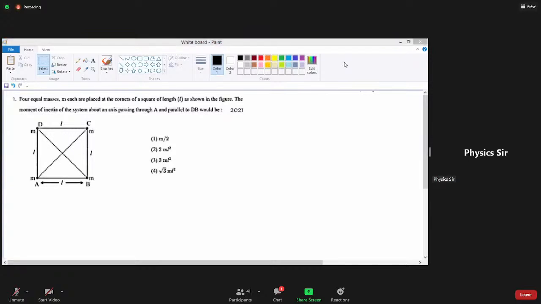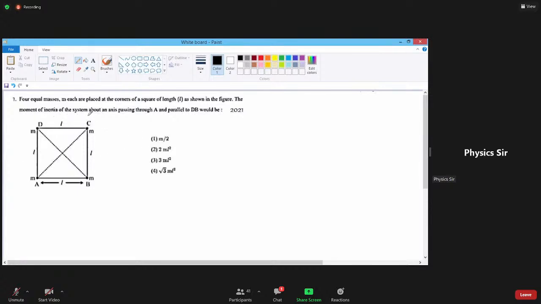Okay, so what this question says is that there are 4 equal masses, each placed at the corners of a square of length L, as shown. As you can see here, there is a square and at every corner a mass M is kept: at corner A, at corner B, at corner C, and at corner D. The masses are kept. ठीक है, इधर तक तो समझ में आया? अभी उसके बाद क्या बोल रहे हैं वो लोग?